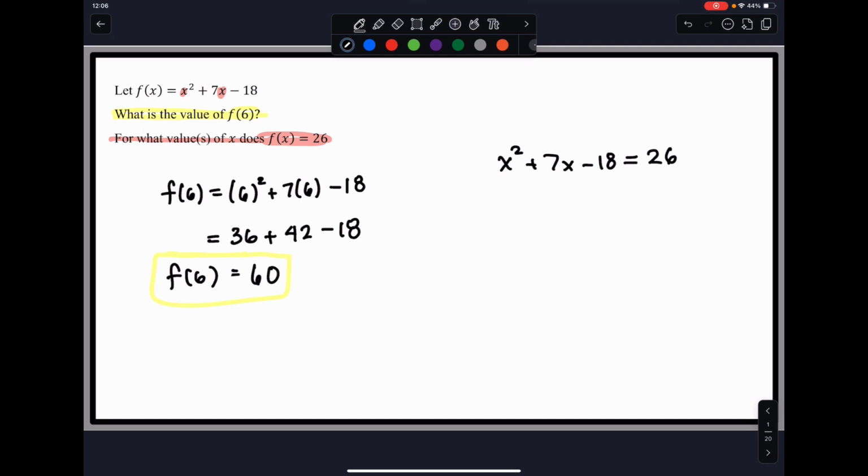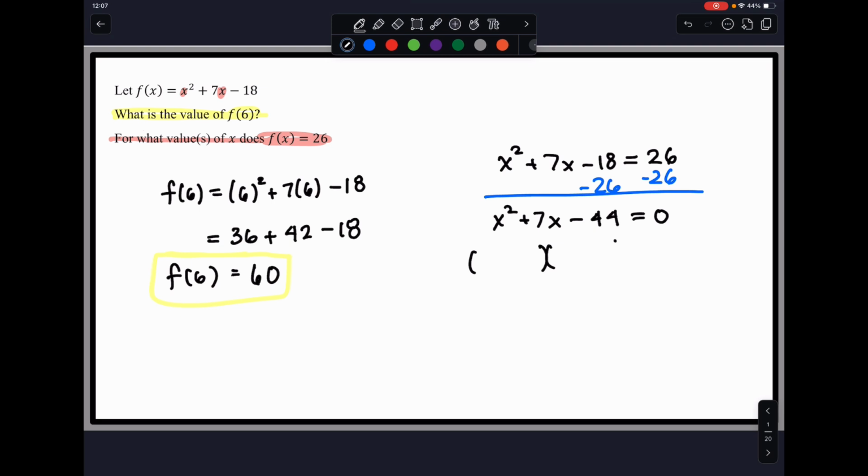Since it's a quadratic equation, the technique here is to have the right side of the equation equal to 0. So we're going to move the 26 to this side. Moving it to the other side is going to make it negative 26. So we'll subtract 26 from both sides. And x squared plus 7x minus 44 equals 0.